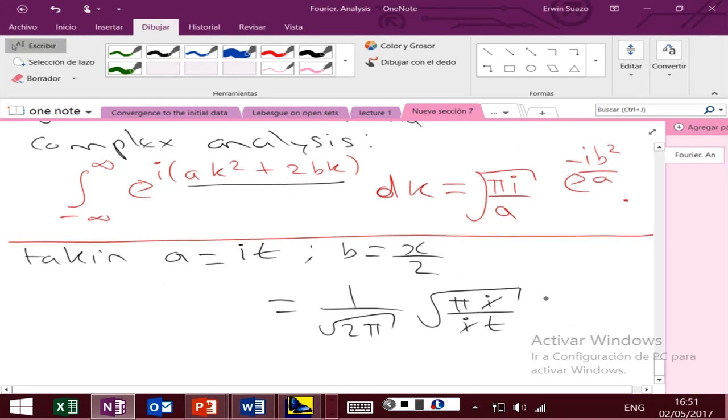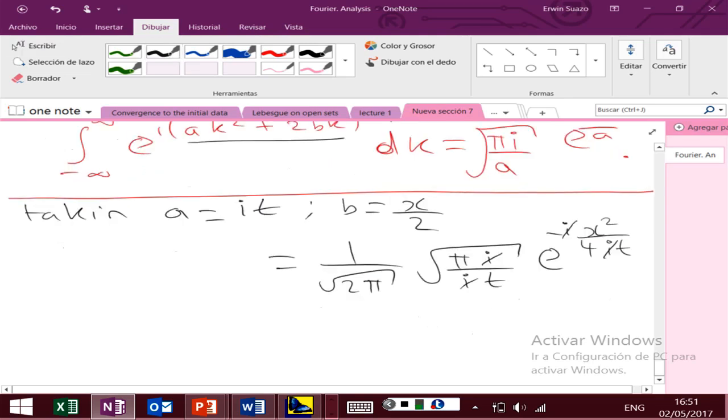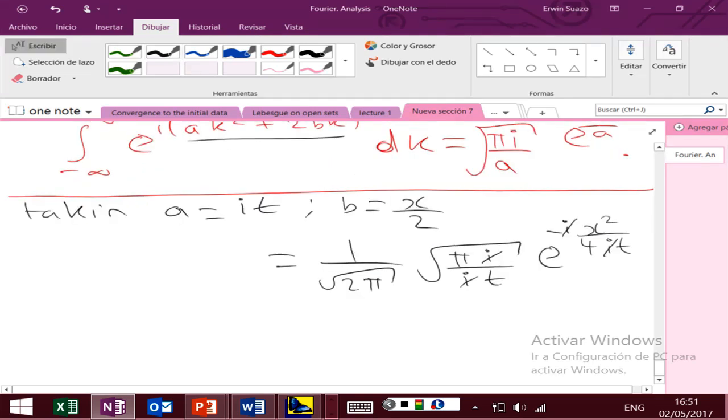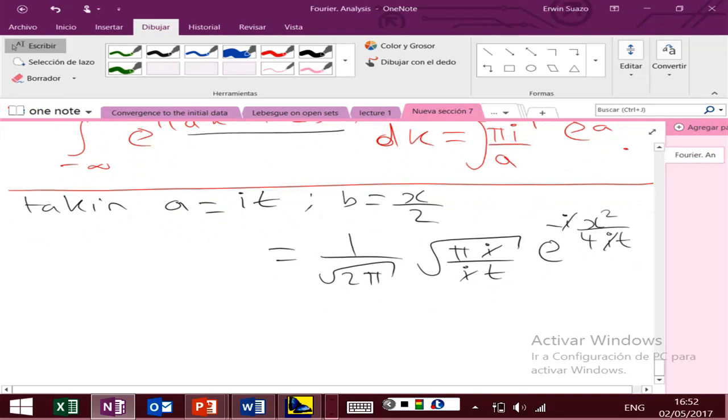Then you have e to the minus i b squared. What is b squared? x over 4, x squared over 4. And what is a? So you see, the i's go away. So I have finally this.